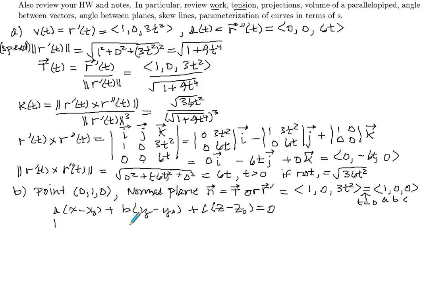So a is 1, b is 0, c is 0, and x minus 0, and then this is y minus 1, and then z minus 0 equals 0. So this term drops out, and this term drops out. We've essentially got 1x equals 0, so this is x equals 0. That is our normal plane. So that's the YZ plane.